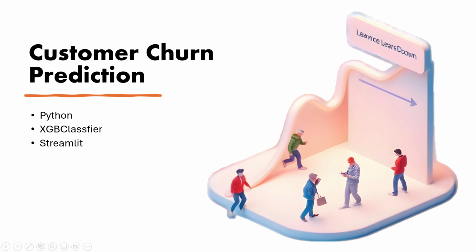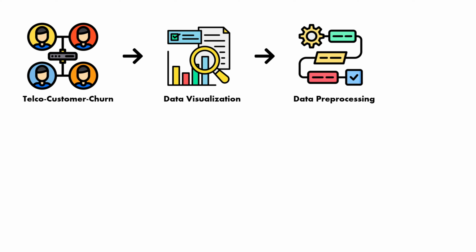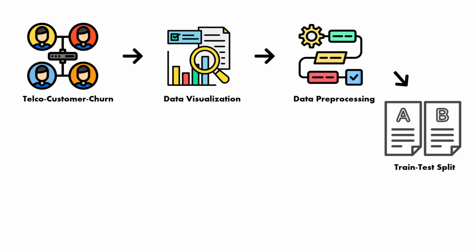Before we start the coding part, let's see what the workflow for our project is. First we are going to load our dataset, which is the Telco customer churn dataset. After loading, we are going to do some data visualization to analyze the structure of our dataset. After the visualization, we are going to perform some data pre-processing, like converting the textual data into numerical format. And after that, we are going to do a train-test split, which is basically splitting our dataset into the training and the testing set.